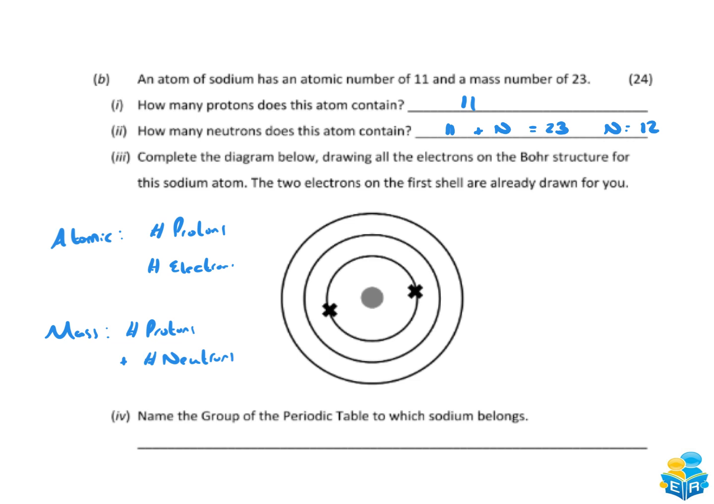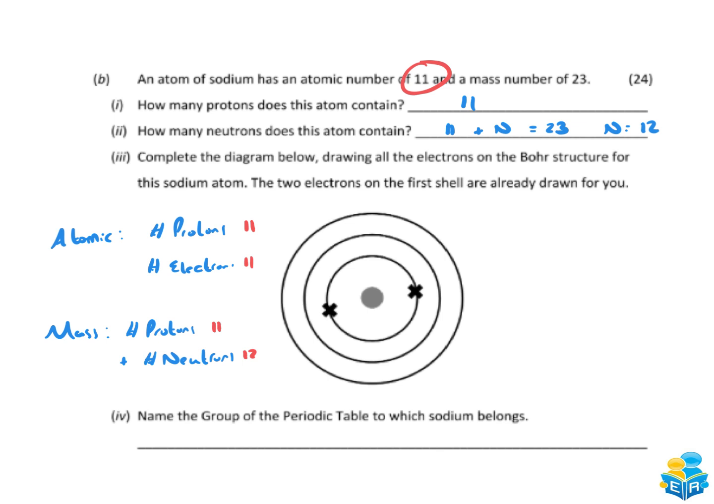Complete the diagram below, drawing all the electrons in the Bohr structure for the sodium atom. The 2 electrons on the first shell have already been drawn for you. Now we know, because of the atomic number being 11, we have to have 11 protons and 11 electrons. We also have 11 protons down here plus the 12 neutrons to give us the total of 23. So we don't actually have to label the nucleus in this case, it's just the electrons that we're worried about. We already have 2.